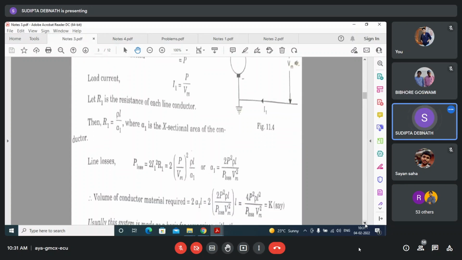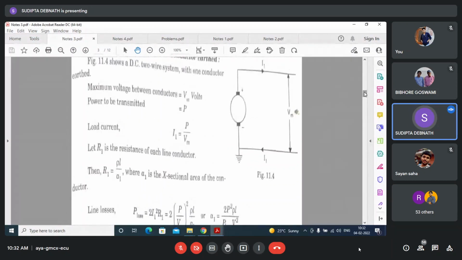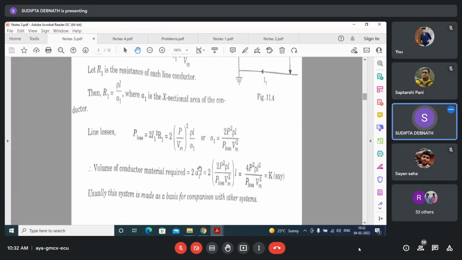Now, volume of conductor material. What will be the volume of conductor material? How many conductors are there? This is one conductor. Huh? 2. So, 2 into A1 into L. So, this is the volume of conductor material required. 2 into A1 into L. This is coming this one.